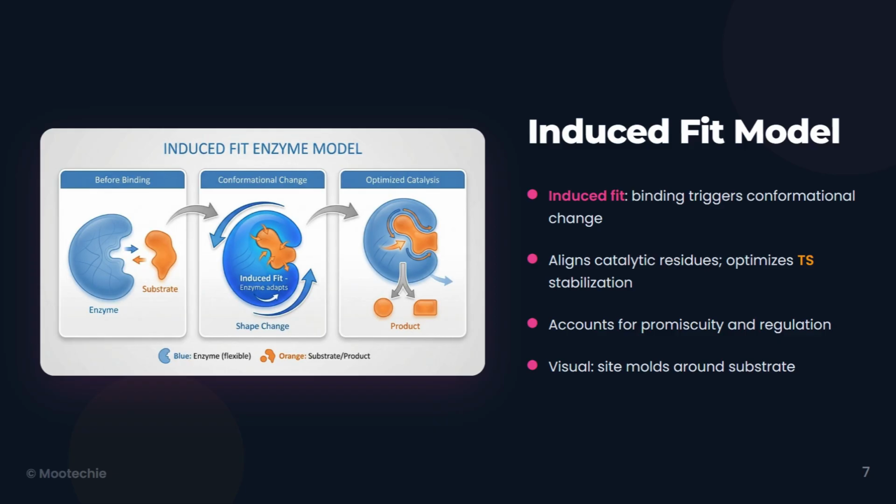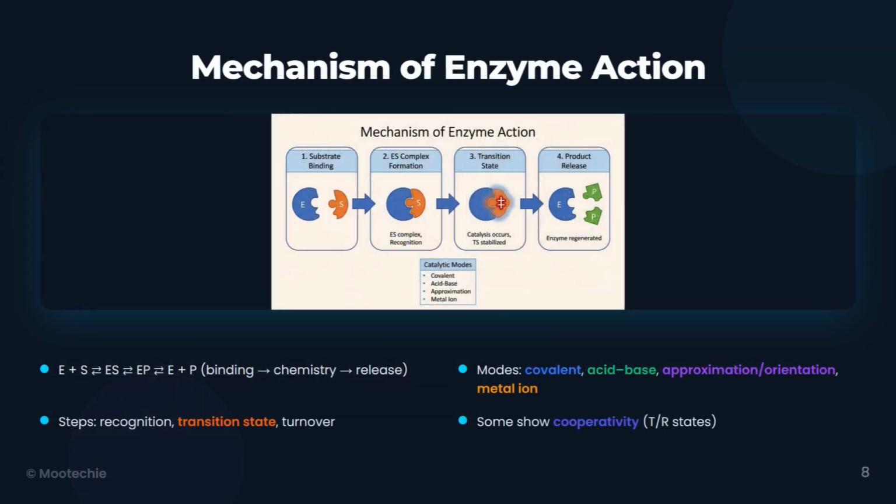This model better accounts for enzyme promiscuity and regulation. The slide has a diagram showing a flexible enzyme, colored in blue, changing its shape to accommodate an orange substrate, leading to optimized catalysis. As we continue, let's understand the general mechanism of enzyme action. The basic steps are numbered on the slide.